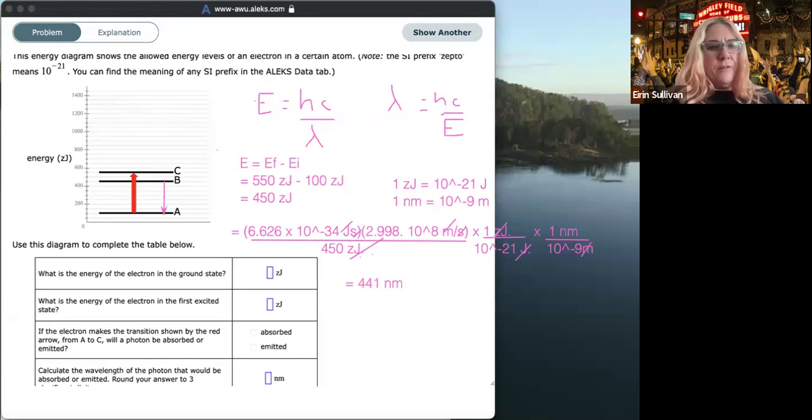So I guess I should fill these in where Alex has asked me to. What is the energy of the electron in the ground state? The ground state just means the lowest energy state, so that would be that 100 zeptojoules. The energy in the first excited state, well, where's the next thing we come to? That is B. So that looks like it's 450 zeptojoules. This particular electron is absorbing because it is going up in energy, and we calculated that wavelength to be 441 nanometers.